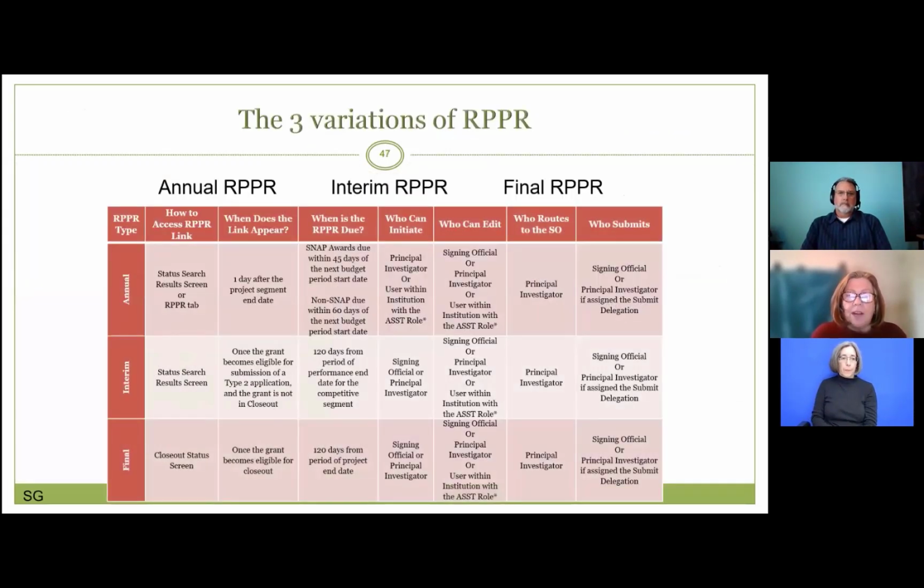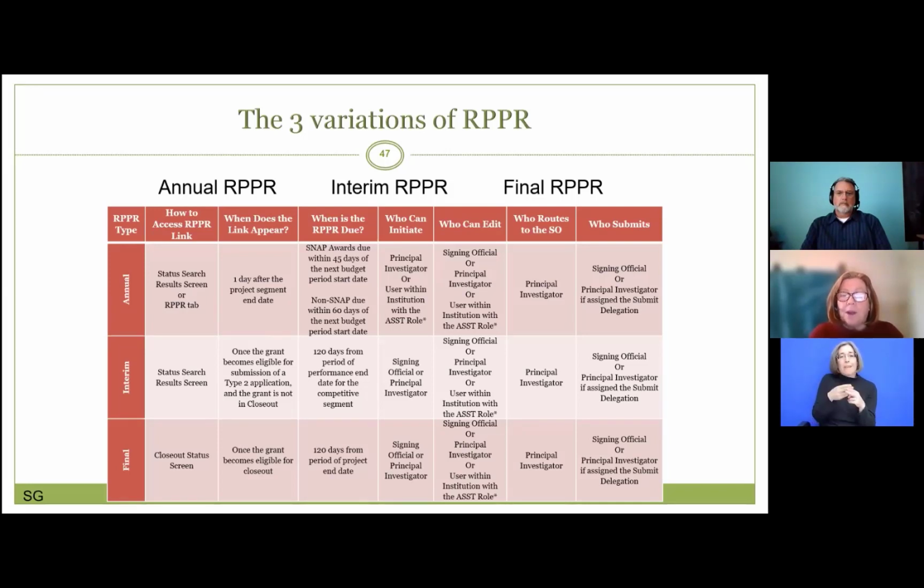Here are the 3 variations of an RPPR in this format. So you have your annual RPPRs, which appear on your non-competing segments of your grant, and you fill them out prior to the award. Interim RPPRs will show up after your project period has ended and the grant is not in closeout. So if you're looking to have a type 2 and you have not closed, or you have a type 2 that's getting ready to be awarded and your project has not closed, you will have an interim.